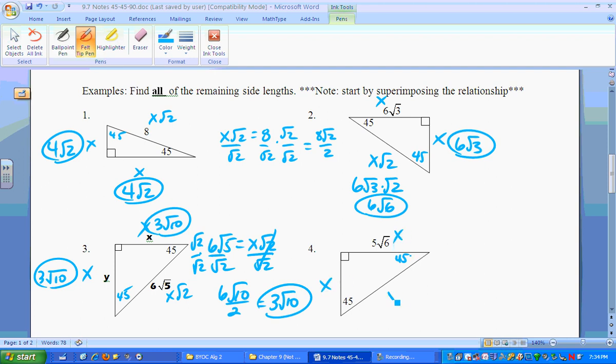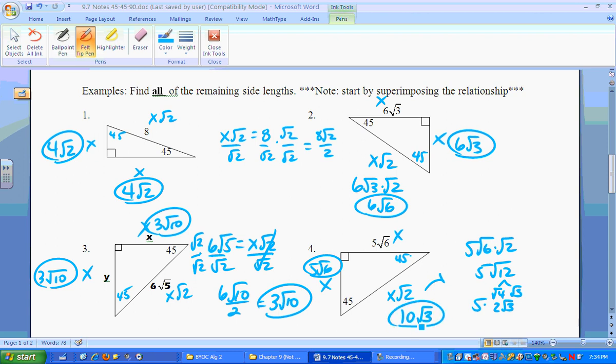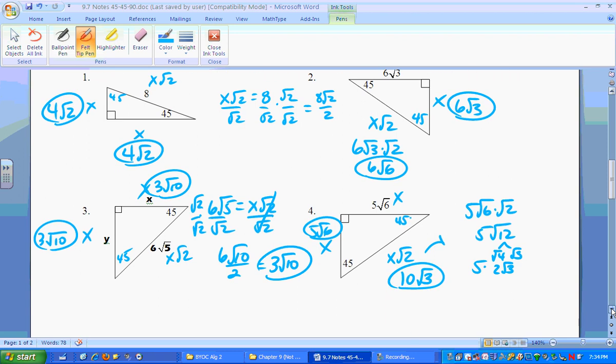So we got x, x, x root 2 once again. Great. We have that side. So this side is 5 root 6, which means that over here we're going to set 5 root 6 times root 2, giving you 5 root 12. Are you allowed to leave that? Nope. You get 4 and 3, so you get 2 root 3, but you got the 5 in front. So this is 10 root 3.